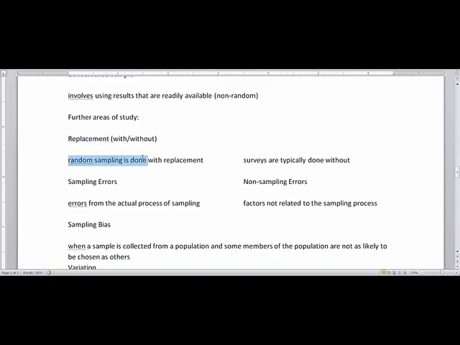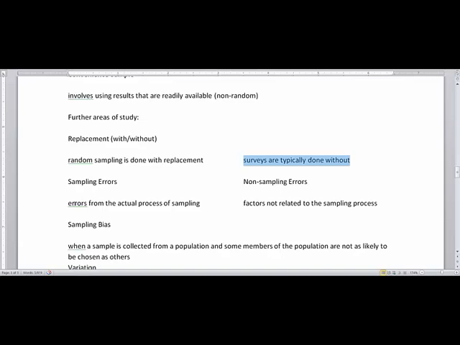Now, when you do random sampling, you're kind of allowing replacement to happen. So it's possible that you randomly sampled somebody in the lunchroom and you got picked, and then during another time or even in the same moment you got picked again, because it's random. Randomness happens where you can be picked again. Now, surveys are typically done without replacement. We wouldn't want your opinion to count twice. So that's something you have to take care of when you are doing surveys.